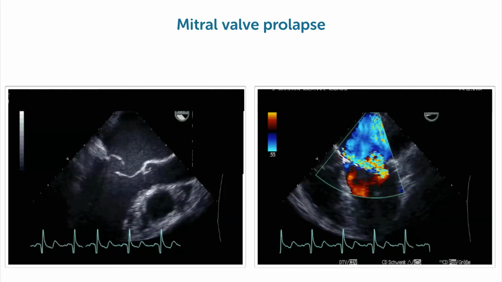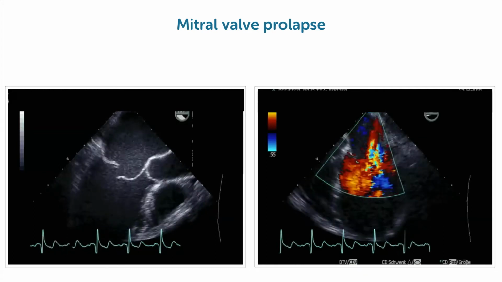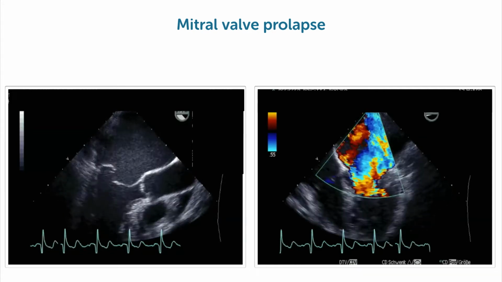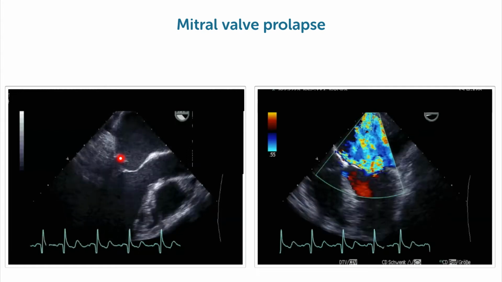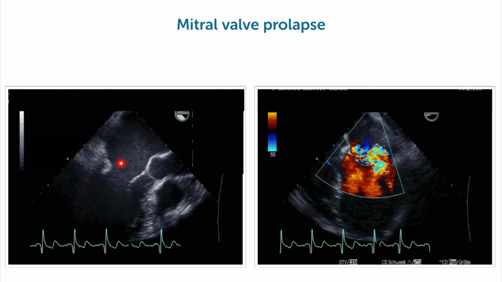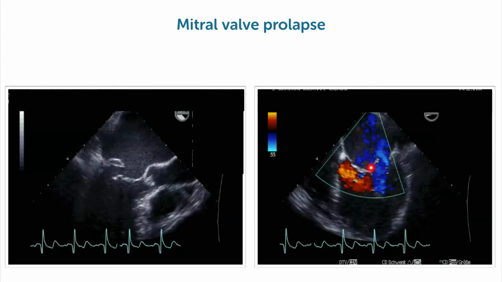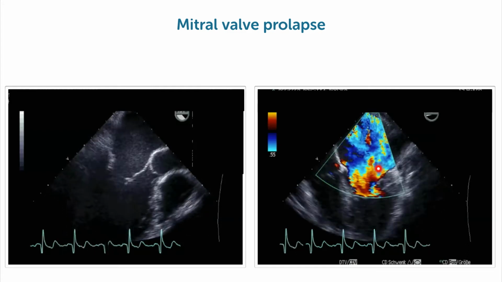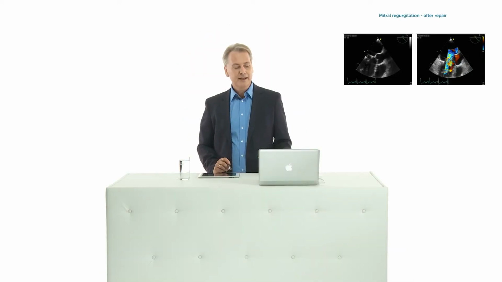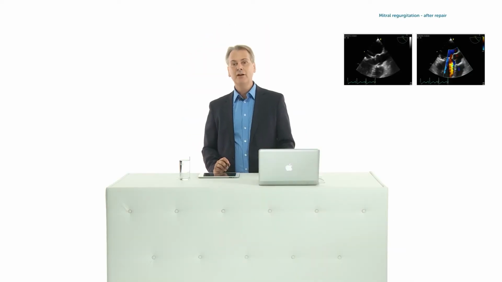This is the same patient, now with a different view. Long axis view with the prolapsing part of the leaflet right here and a very eccentric mitral regurgitant jet here. Definitely severe MR. So TE is a very good technique if you want to study the morphology and the degree of mitral regurgitation.